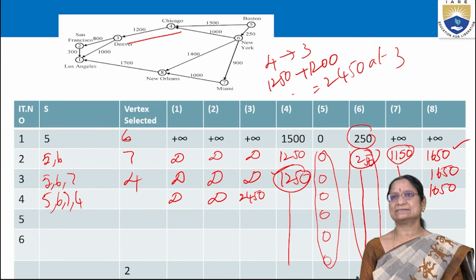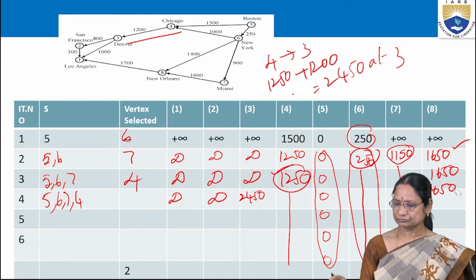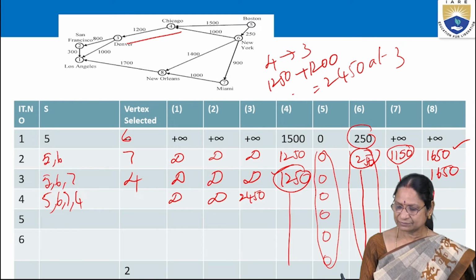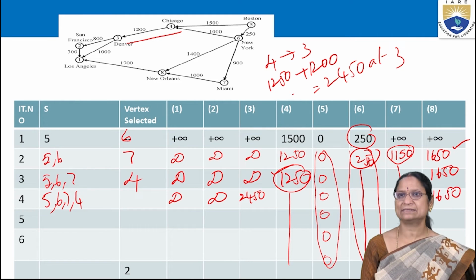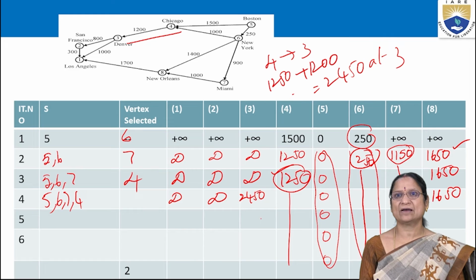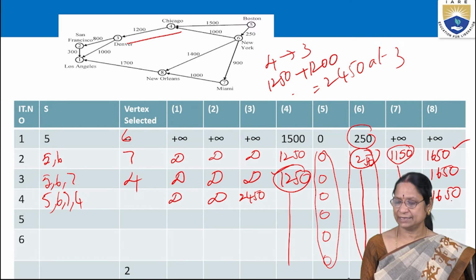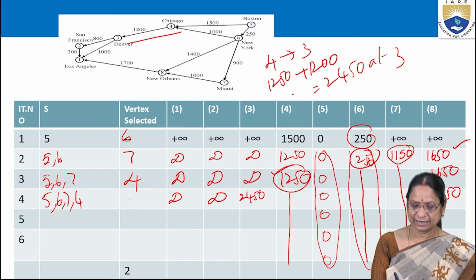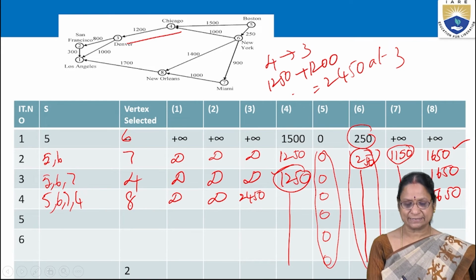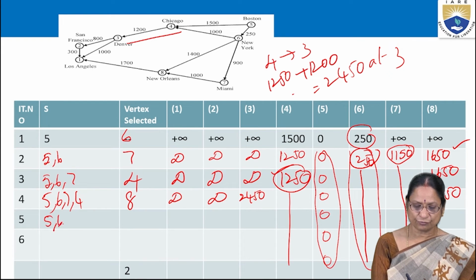Now 2450 is there, and the remaining things stay as they are, with 1650. 2450 is updated. Now which one is the least one? Again in this case, 8 is the least one. Next selected vertex is 8. So we have 5, 6, 7, 4, 8.